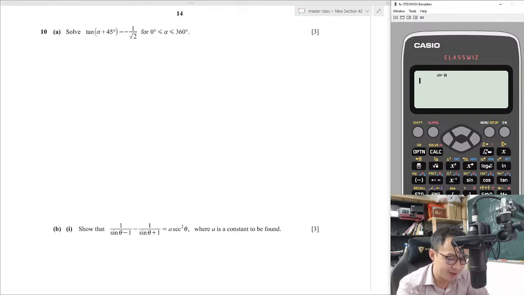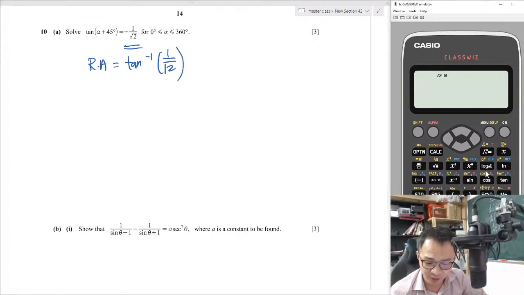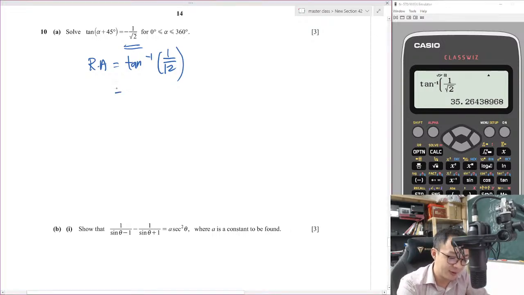First thing is the other side is a negative, so I need to find a reference angle first. I move my tangent to the other side and ignore the negative. So 1 over square root 2 should be 45 degrees, isn't it? Oh, okay, it's not. Right now you have 35.3 degrees. This one will be your reference angle.